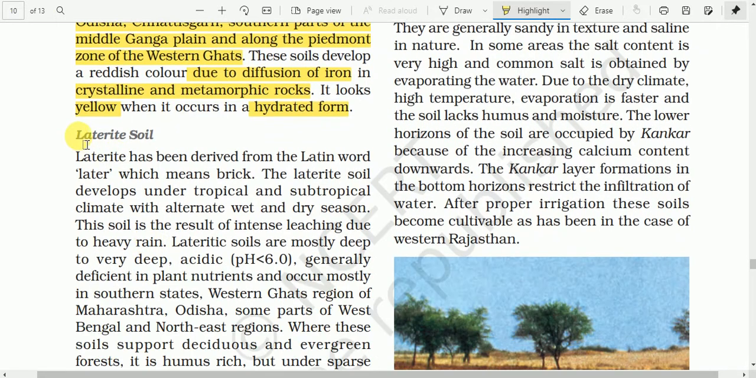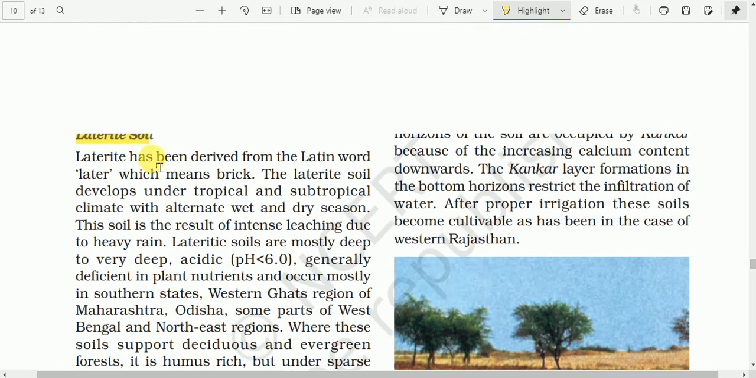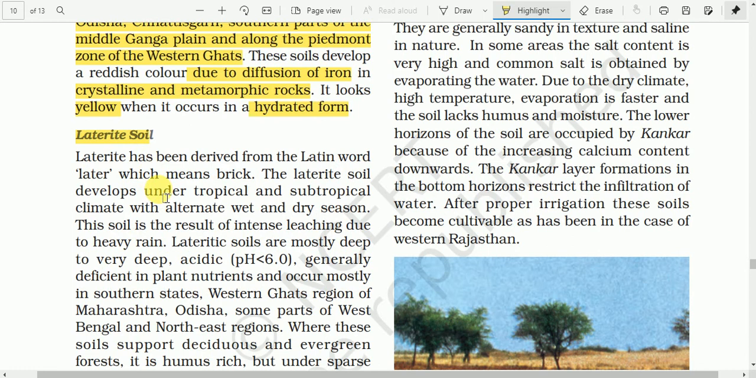So the next type of soil is laterite soil. See, the word laterite has been derived from the Latin word later, which means a brick. Latin is the language spoken in Italy. So the word later means brick.